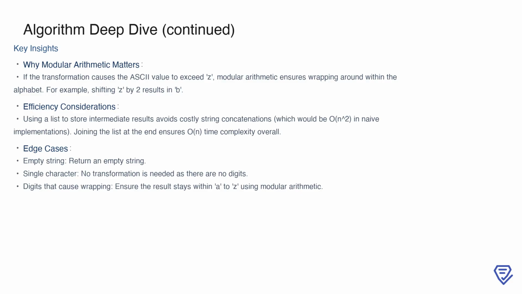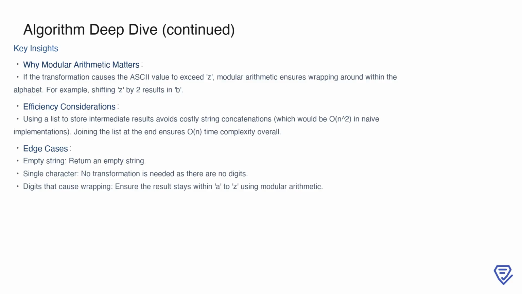First, modular arithmetic ensures that transformations remain valid when shifting characters near the end of the alphabet. For example, if the transformation shifts Z by 2 steps, the result should wrap around and become B. This wrapping behavior is handled seamlessly by manipulating ASCII values.